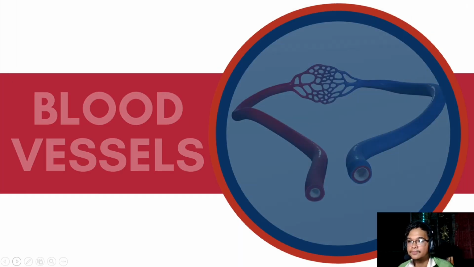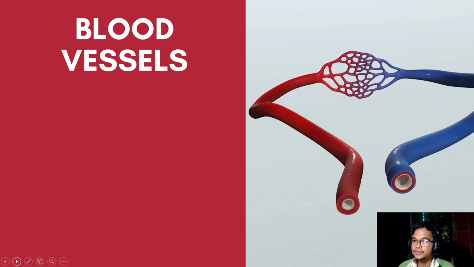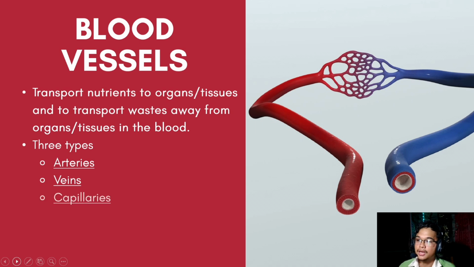Okay, next, we have the blood vessels. There are blood vessels to transport nutrients to organs or tissues and to transport wastes away from the organs or tissues in the blood. There are 3 types of blood vessels. First are the arteries, second are the veins, and last are the capillaries. The capillaries are the smallest among the 3.